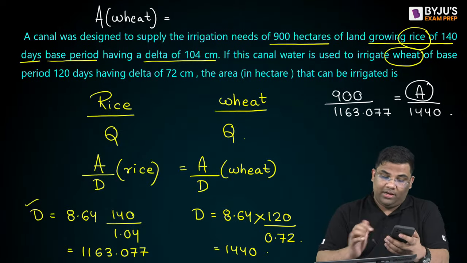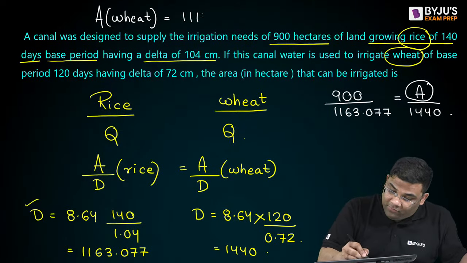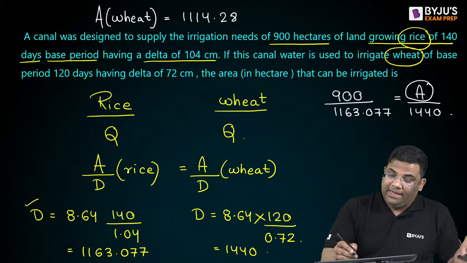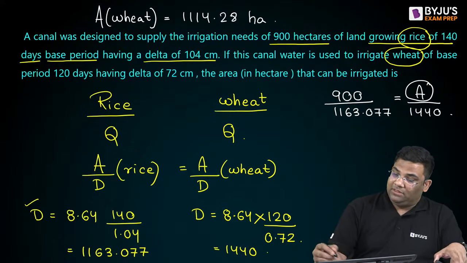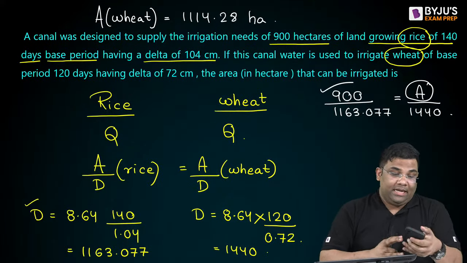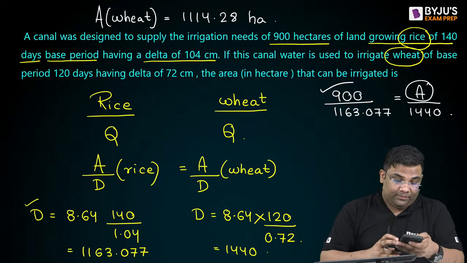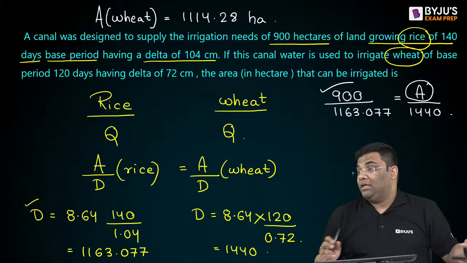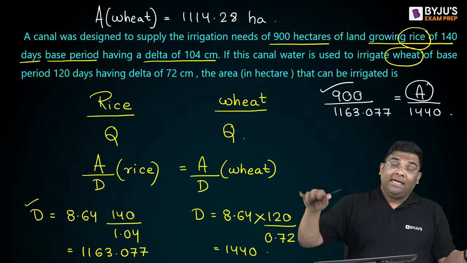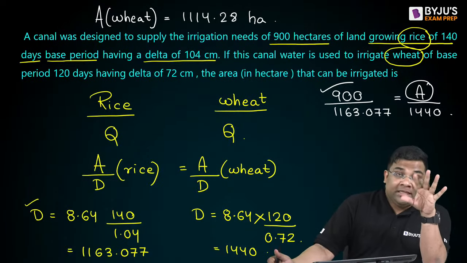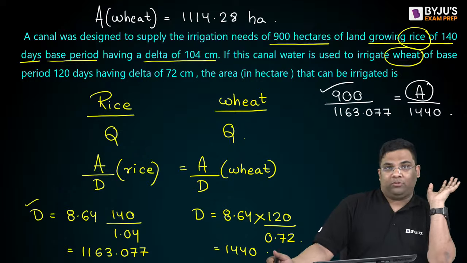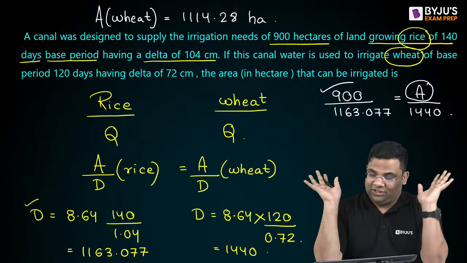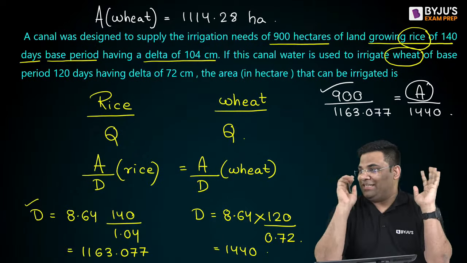Yes, 1114.28 hectare. Because this is in hectare, I'll get the answer in hectare. Any doubt in this type of question? No doubts? So whenever they give that we have already designed a canal and now we are using it for another crop, then just equate what? The discharges. Just equate the discharges.